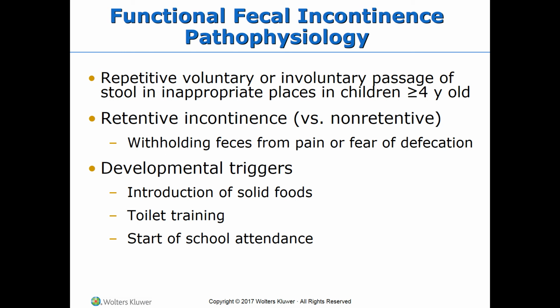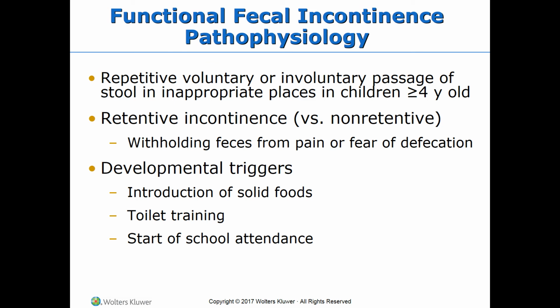Now, in the case of this functional fecal incontinence or encopresis, you can have a classification which is retentive incontinence versus non-retentive. So children will be withholding the feces from pain or fear of defecation. And the symptoms will be suggesting constipation in infants and children, which include infrequent bowel evacuation. Children will have hard feces. The children have difficult or painful evacuation with large diameter stools, and most but not all the children with fecal incontinence have underlying constipation.